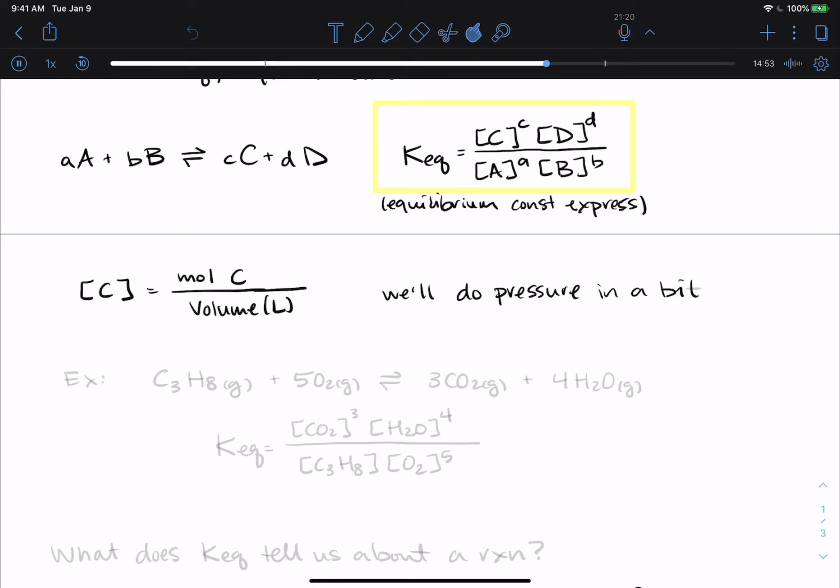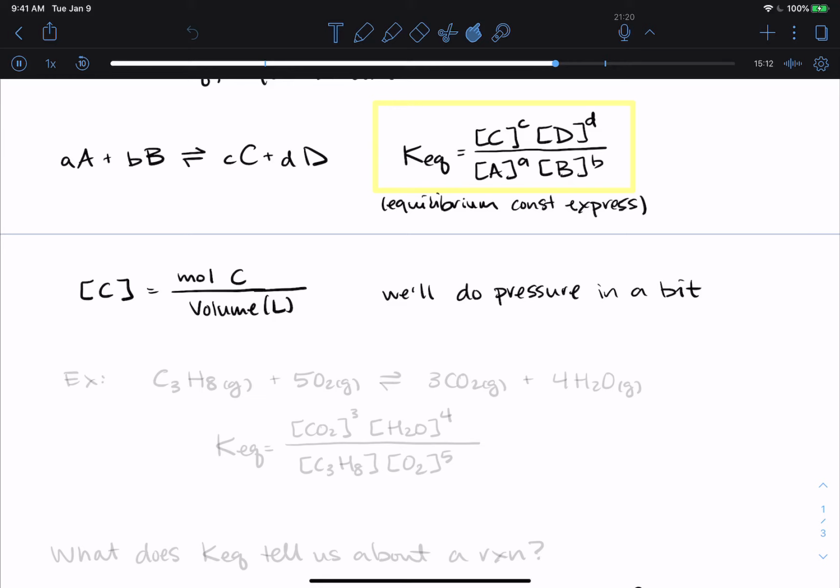Although if you only have pressures, you can still calculate concentrations as long as you have a volume. Or if you have moles and volume, you can get to concentration. There's a lot of flexibility here. This expression is specific to concentrations.